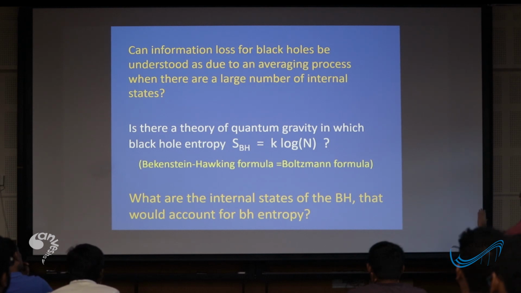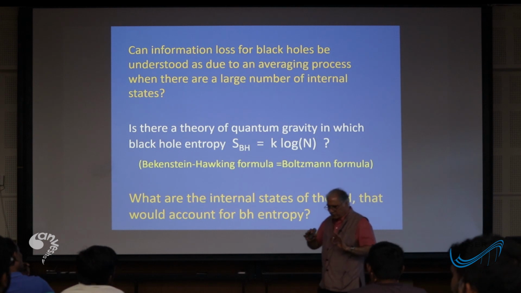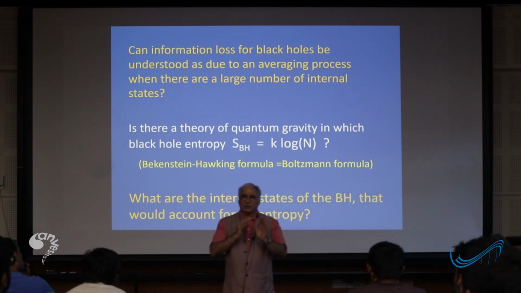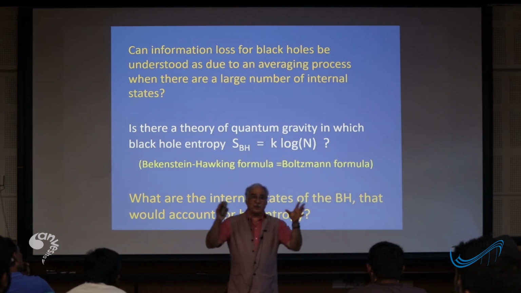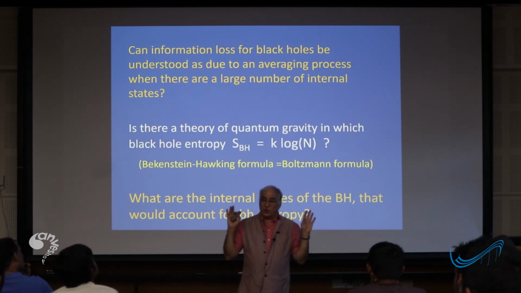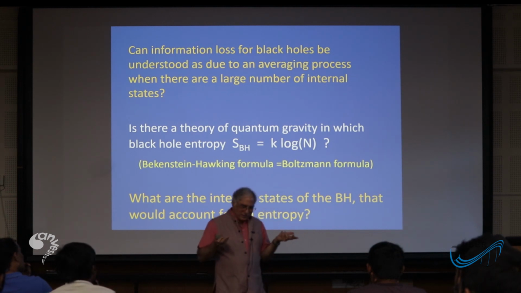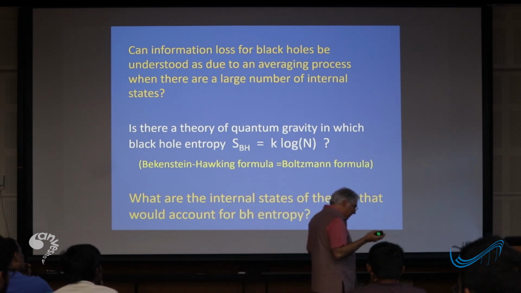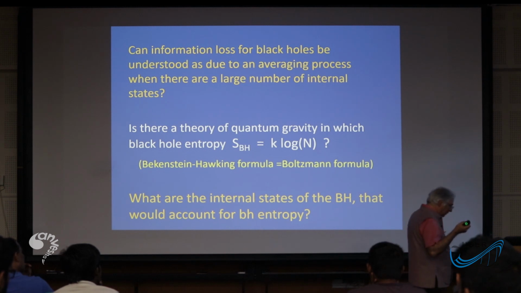So now we have arrived at two problems. One is the problem given by cosmology about quantum gravity. And now there is a problem given by black holes, arising from Hawking's calculation. So what do you do? There is a problem. How do you solve this type of problem? You need a good theory of gravity.